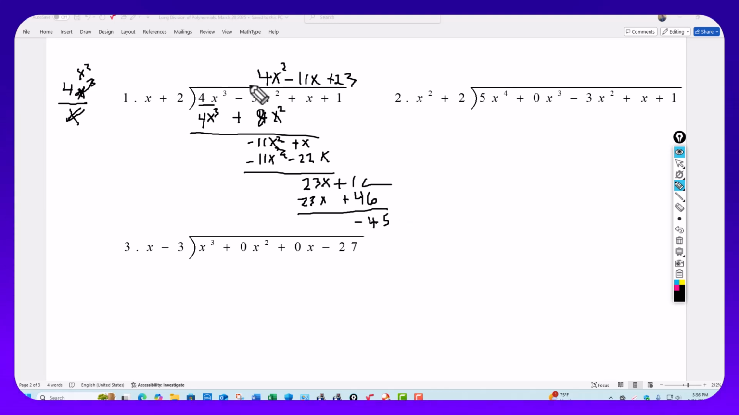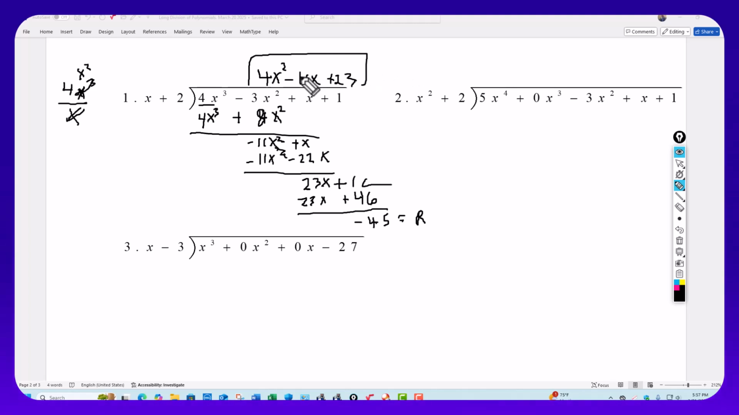So we can say it this way. We can say the answer to this is 4x squared minus 11x plus 23. Minus 45 is the remainder.